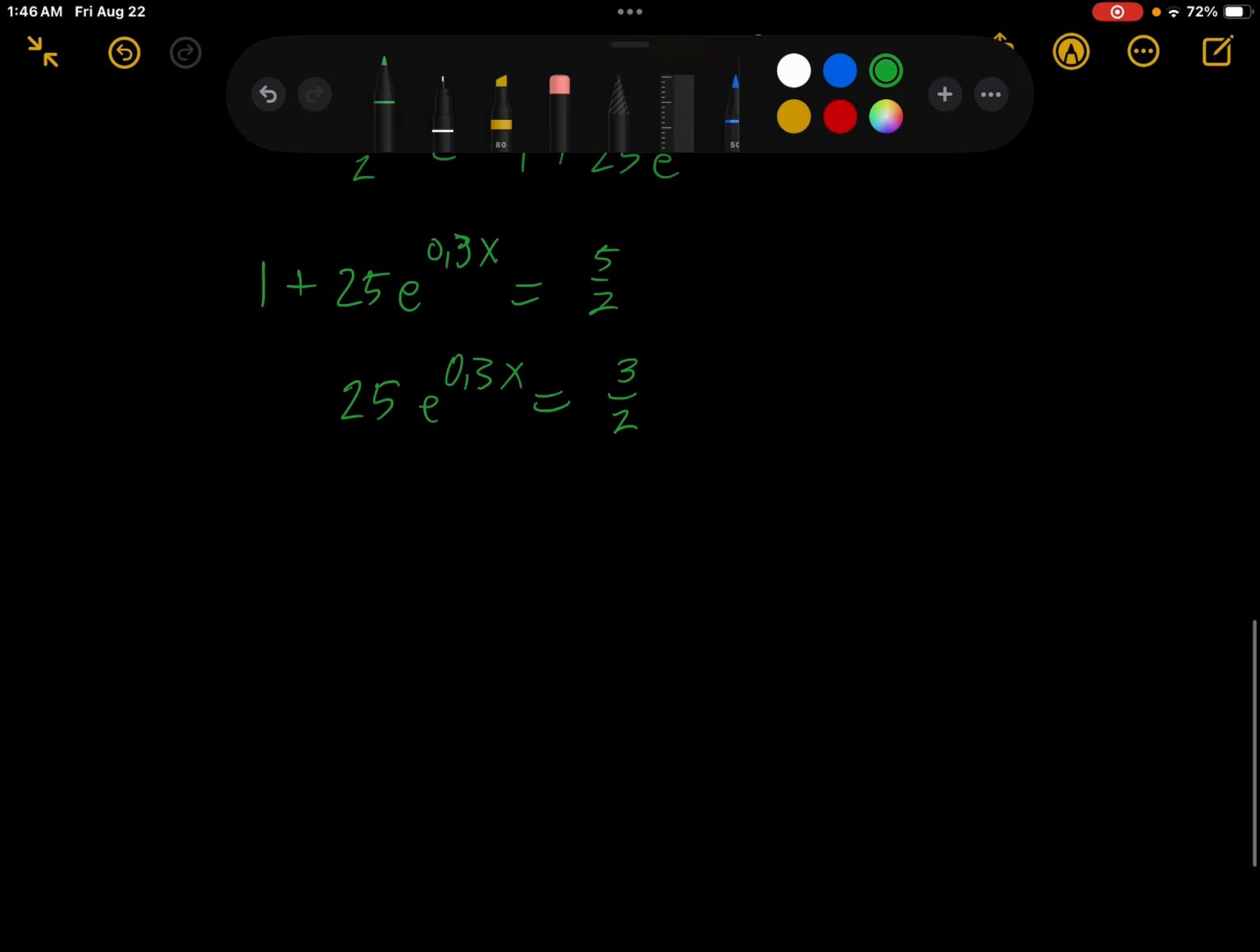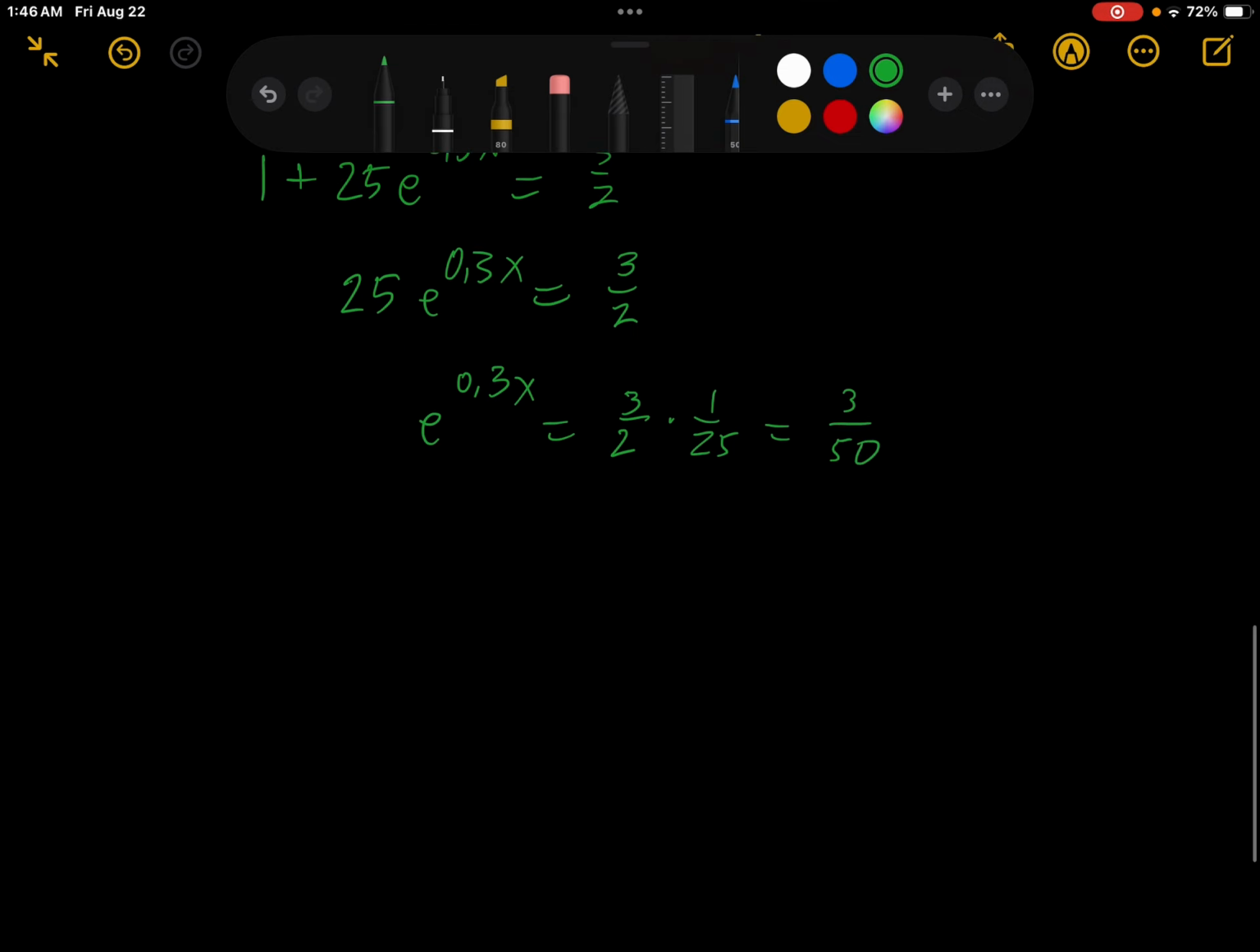Okay, now what's the next step? Divide both sides by 25. So e to the 0.3x is 3 over 2 times 1 over 25. Well, that's 3 over 50. Then what? The natural log of both sides. Natural log of e to the 0.3x is equal to the natural log of 3 over 50.